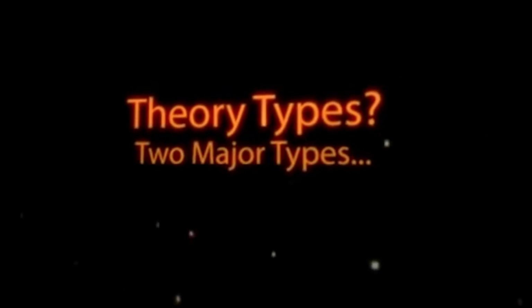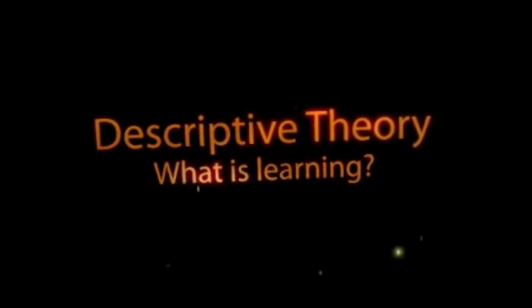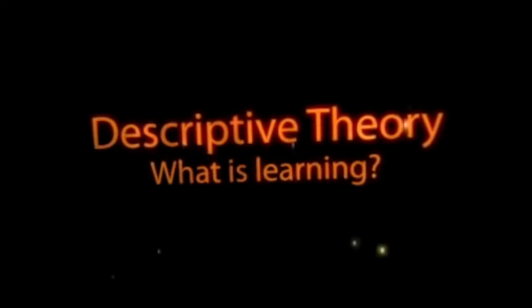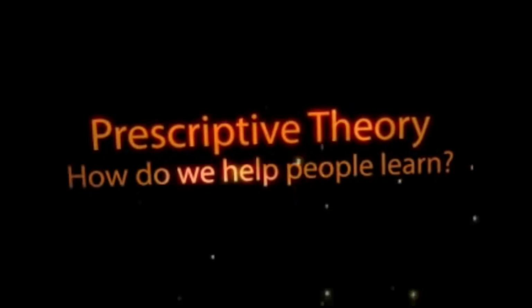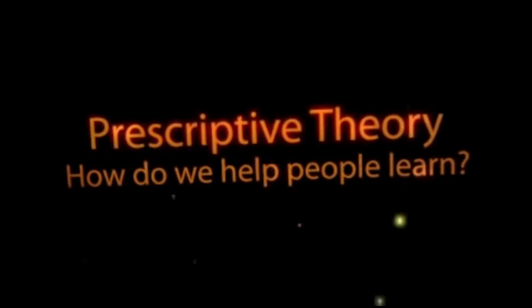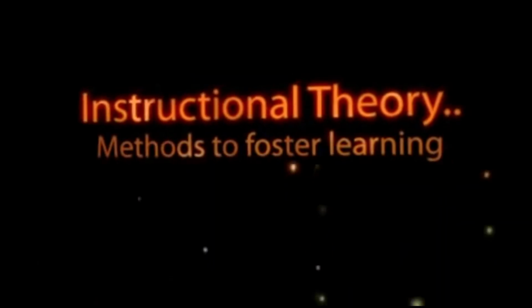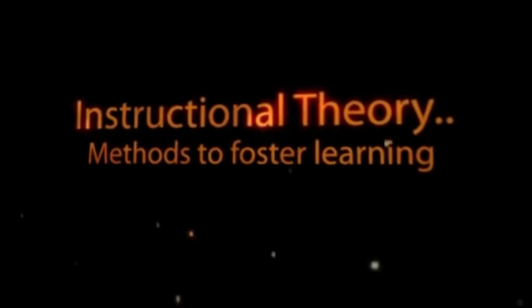Now, based on those perspectives, we come up with two different types of theories. We have what is called descriptive theory, and descriptive theory in education helps us to answer the question, what is learning? Learning theory, which is the outcome of that, attempts to describe what learning is. The second type of theory that we have is prescriptive theory, which answers the question, how do we help people learn? The outcome of that is instructional theory, which gives us methods for how to foster learning.